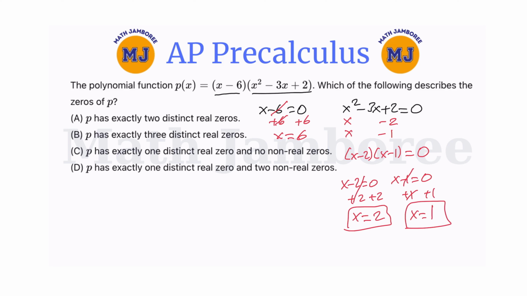So we have found 1, 2, and 6 as the real roots of the polynomial. So we have technically 3 different zeros for the polynomial function. That's why the correct choice is choice B for this specific question.